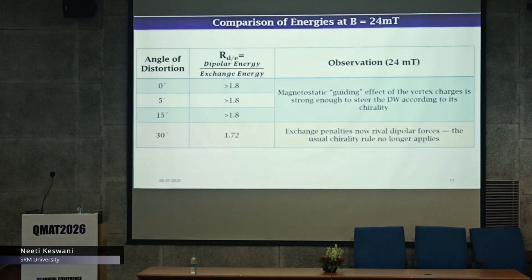What we did now, with the angle of distortion, we plotted dipolar energy versus exchange energy. This is for 24 millitesla. We know they were having very similar results from 0 to 15 degrees. But at 30 degree, we saw that your chirality was broken. So when we compare this ratio, it has fallen to 1.72.